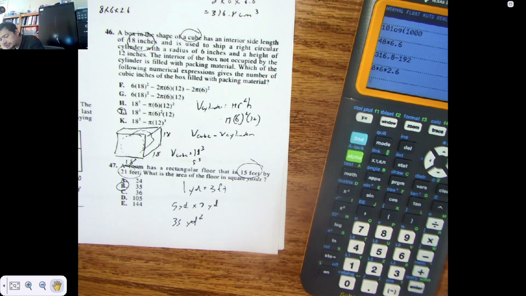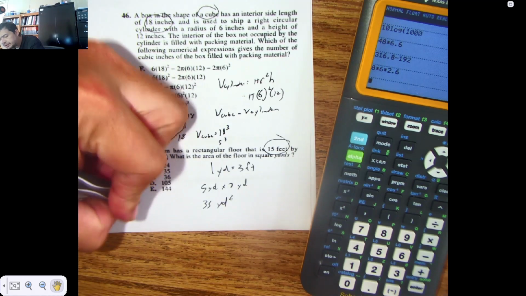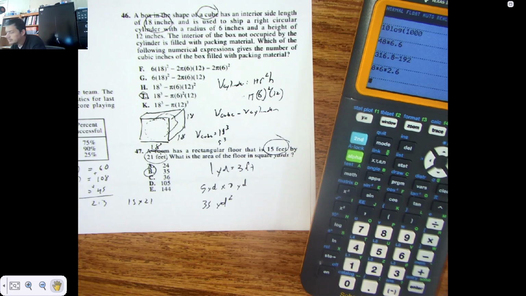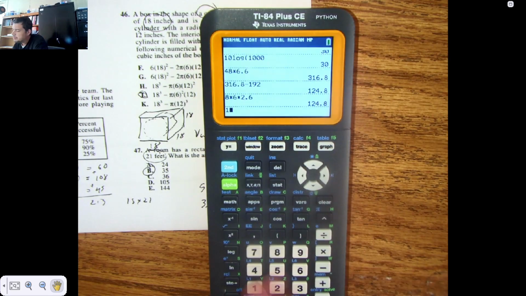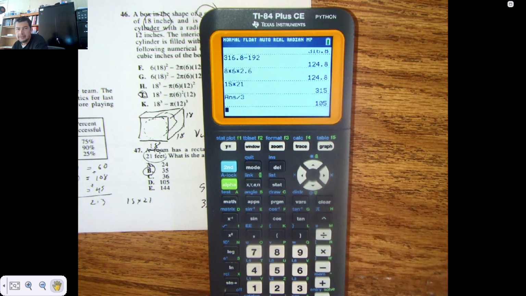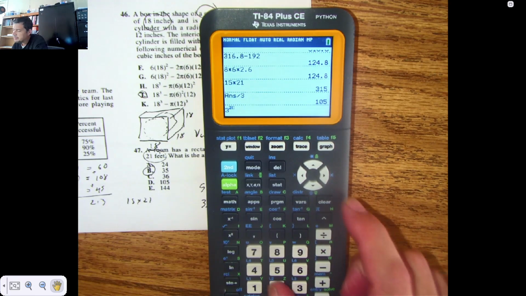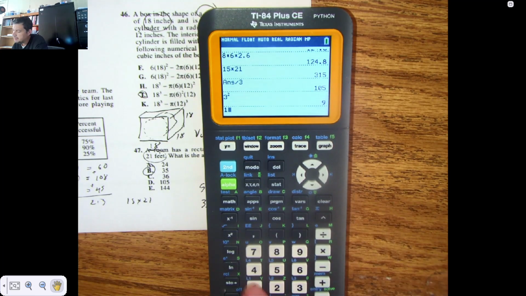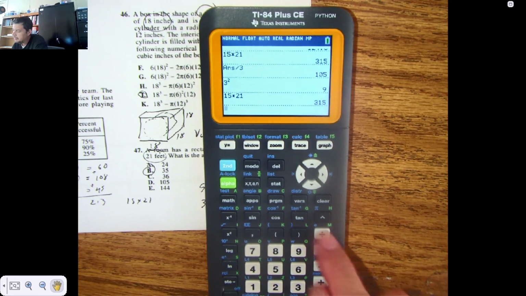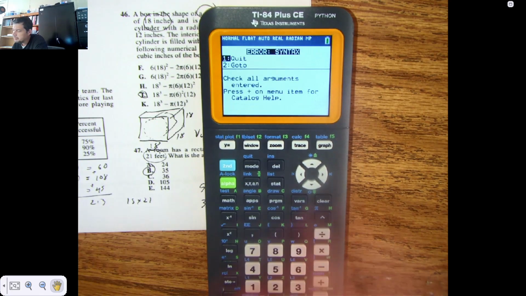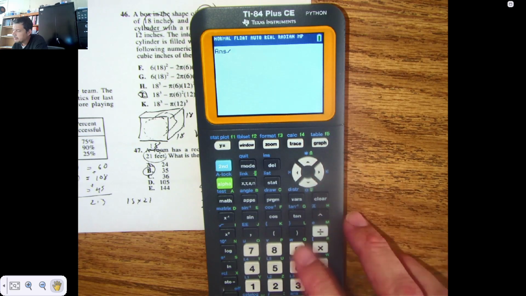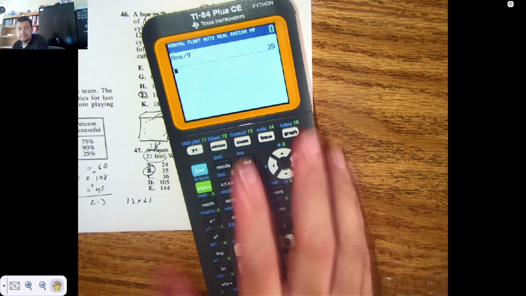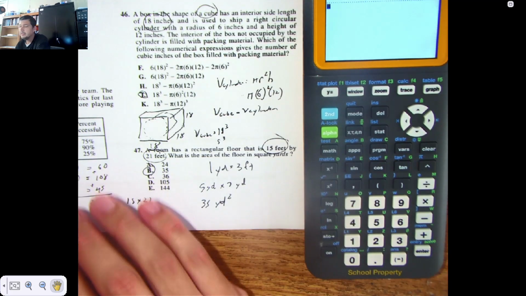Now, if you just do something silly and do like 15 times 21, a lot of kids, most Americans, think you can just divide by 3. And that's where choice D comes from. You can't do that. A square yard is 3 times 3, which is 9. So if you do 15 times 21, you better divide it by 9 to get the right answer. Oops, syntax error. Better divide it by 9. 35 is the right answer all day long.